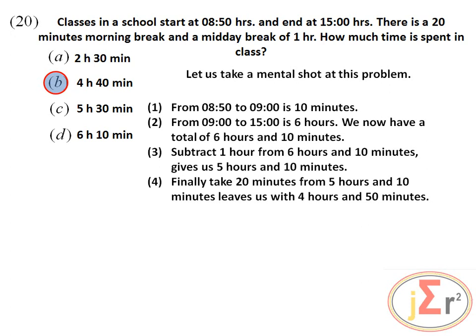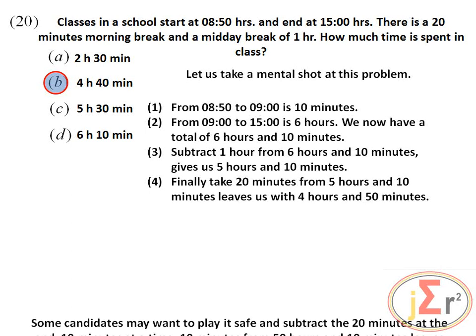Subtract 1 hour from 6 hours and 10 minutes, and that gives us 5 hours and 10 minutes. So we are subtracting the breaks, right? We subtract the 1 hour break first. We get 5 hours and 10 minutes. Then we will finally take 20 minutes from 5 hours and 10 minutes, and that will leave us with 4 hours and 50 minutes. And the problem is solved.